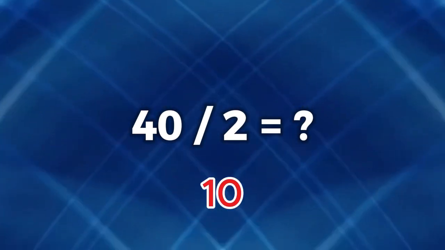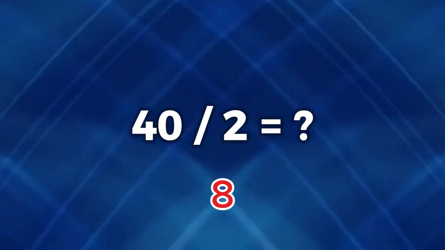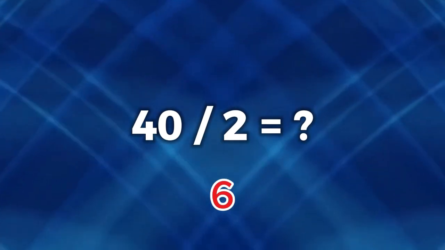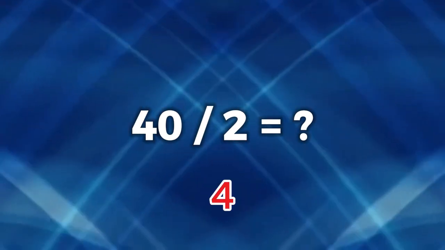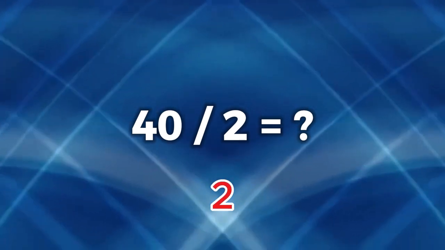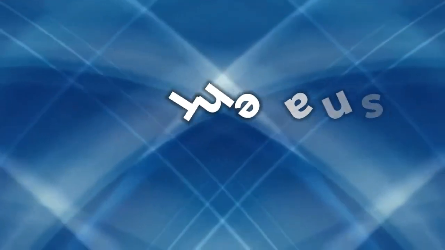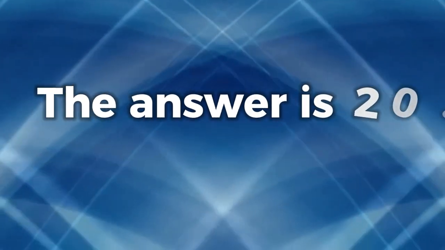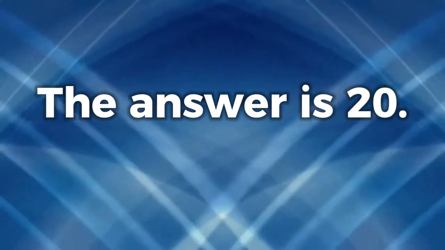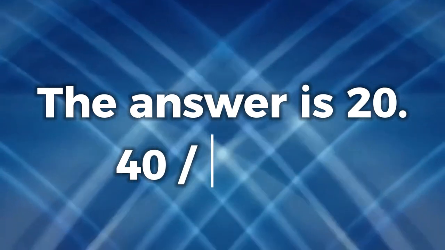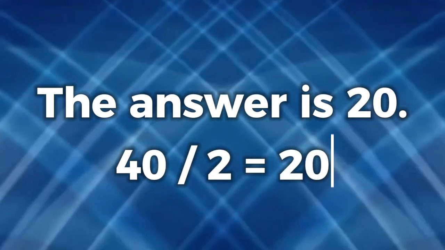Here's the seventh. 40 divided by 2 is equal to... The answer is 20. 40 divided by 2 is equal to 20.